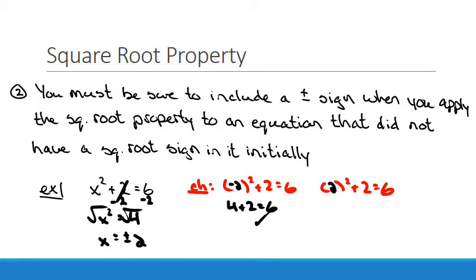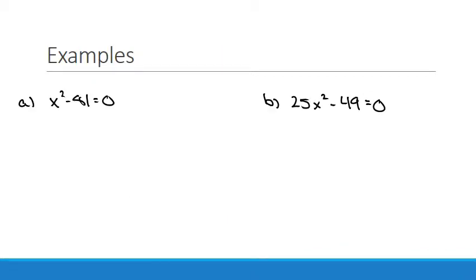But now I have positive 2. So positive 2 squared is 4 plus 2 equals 6. And then you can see negative 2 and positive 2 both are correct answers. So that's why we need to bring in the plus or minus sign whenever we bring in a square root.